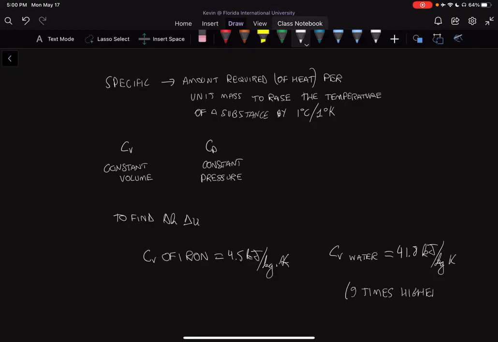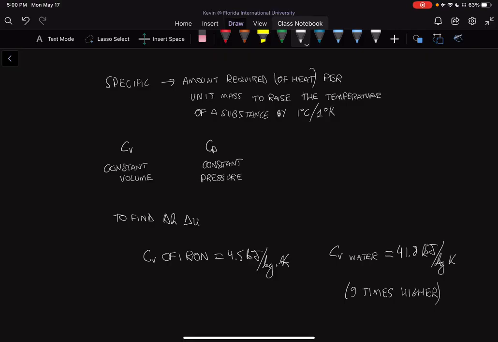What that means is you need a lot more energy to heat up 1 kilogram of water by 1 degree Kelvin than iron. You need very little energy to heat up 1 kilogram of iron by 1 degree.